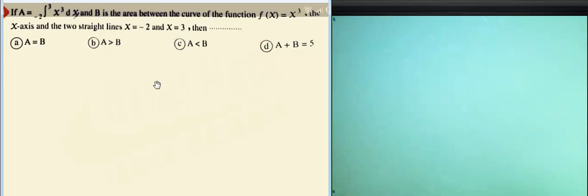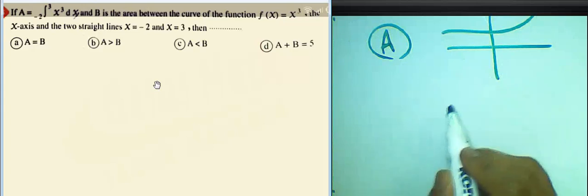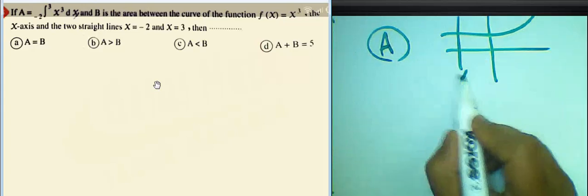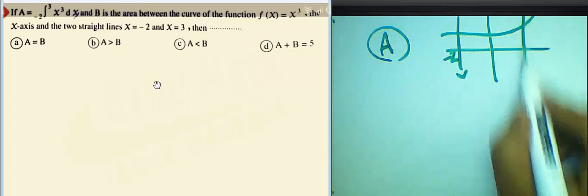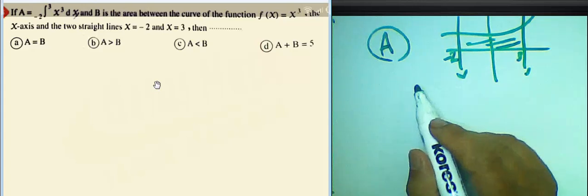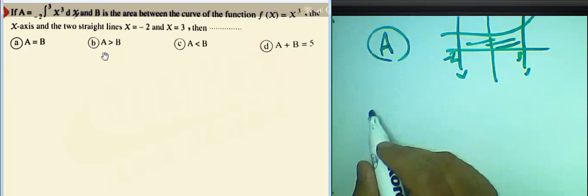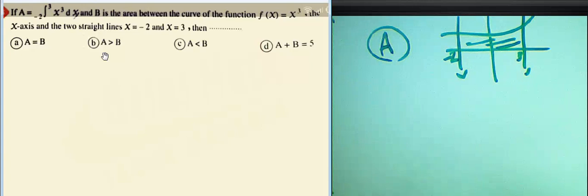Okay, we know the area about the curve. If we have the curve here and the x-axis, and x equals negative 2 here and x equals 3, this area gives us the area equal to B. Look at here, the area between the curve of the function f of x equals x power 3 and the x-axis and the two straight lines from negative 2 to 3. He gives us A equals the integration, the result, and he wants to find the relation between A and B. Okay, who can tell me the result here?